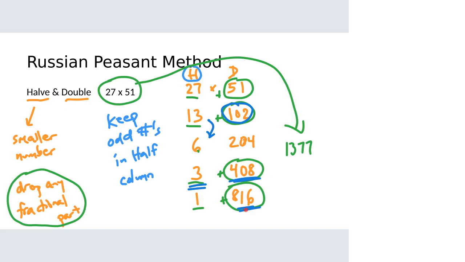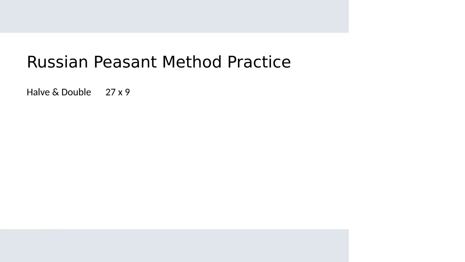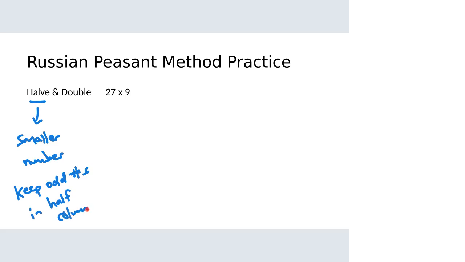I'd go into more detail on this if I had more time, but I don't. If we want to talk about it more on Monday of next week, I'd be happy to. Okay, I want you to try a Russian peasant method and see if you can do it. 27 times 9, have and double. My recommendation is that you have the smaller number because you'll get to 1 faster that way. Have the smaller number. Keep the odd numbers in the half column, and add the numbers in the doubles column.